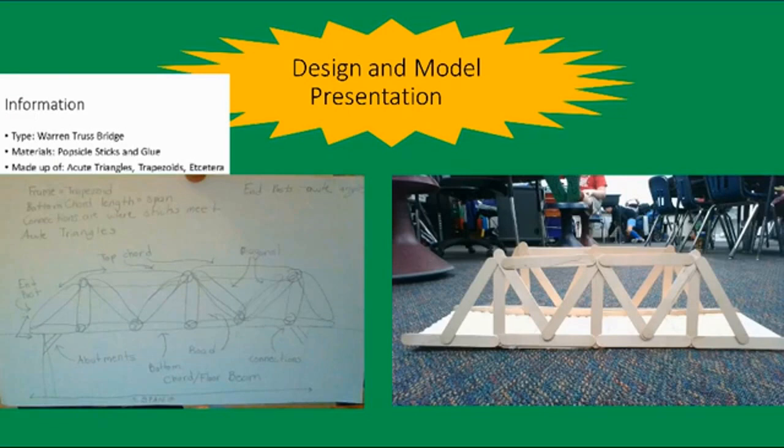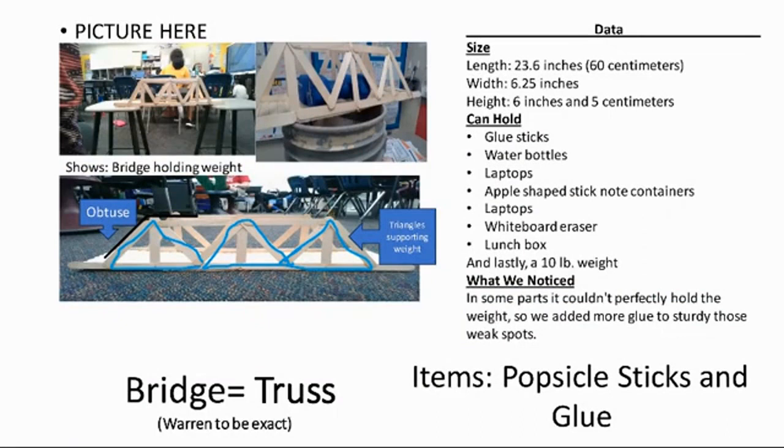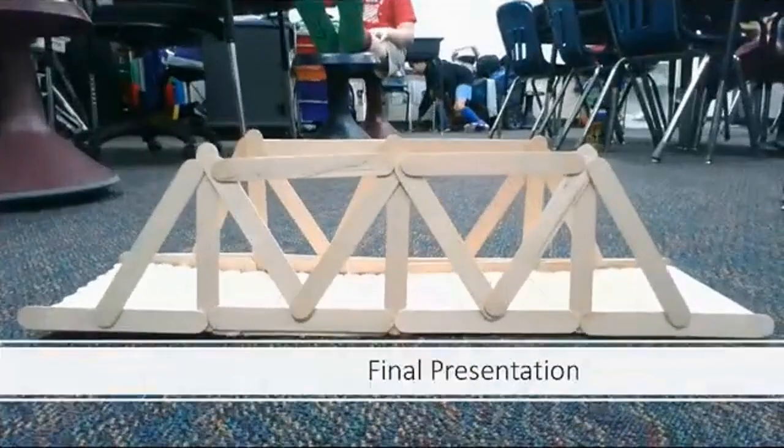Information. Type: Warren truss bridge. Materials: popsicle sticks and glue, made up of acute triangles, trapezoids, and more. Data. Length: 23.6 inches. Width: 6.25 inches. Height: 6 inches and 5 centimeters. Can hold a 10-pound weight, etc. Items: popsicle sticks and glue. Bridge: Warren truss bridge.